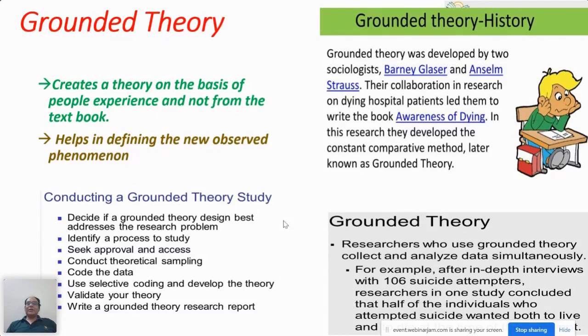So when you want to explain a phenomenon with the help of qualitative data, that is known as grounded theory. It creates a theory on the basis of people's experience and not from the textbook. So this is the most important concept here. It creates a theory on the basis of people's experience and not from the textbook, and it helps in defining newly observed phenomena.